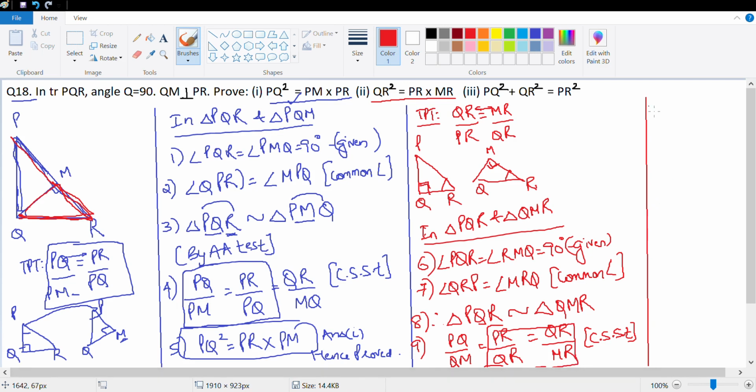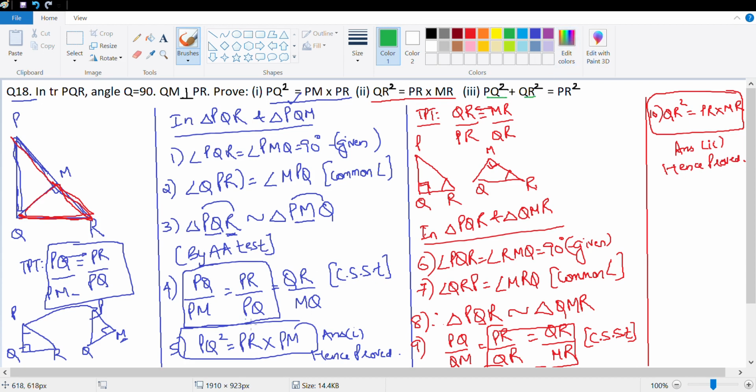Let's see, they wanted QR square, which means I am looking at these two. Let's write this. This will be QR square. This is point number 10. QR square, I multiply, will be equal to PR into MR. That's what they wanted us to prove. Done. This is the answer to part 2. Hence proved.